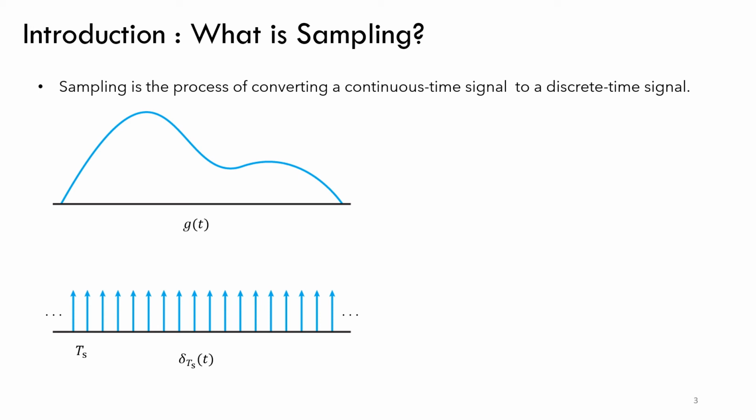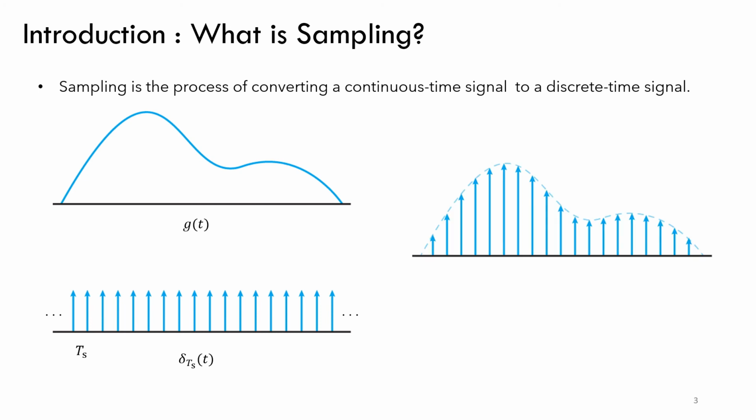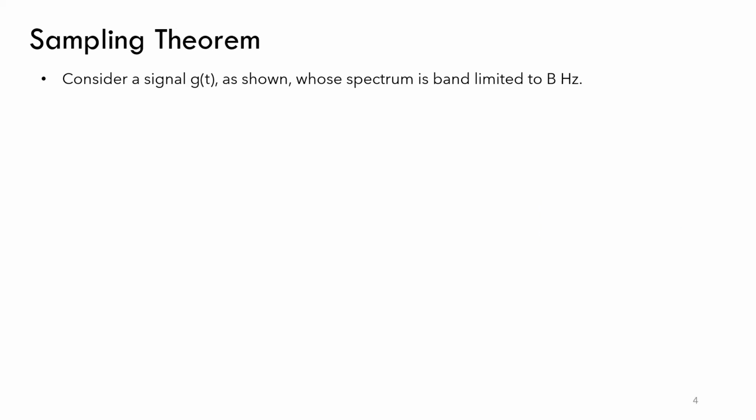Now when we multiply both signals, what we get is a sampled form of g of t. It means the g of t is no more continuous, it's discretized. We have only the samples of the original signal g of t. Mathematically, we can see it as impulses taking the functional value of the original signal g of t at different instants. Now let us understand what the sampling theorem is.